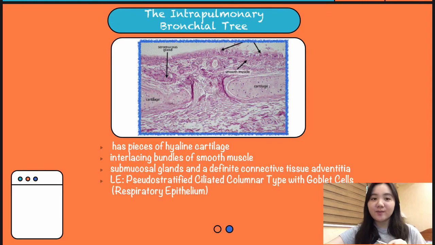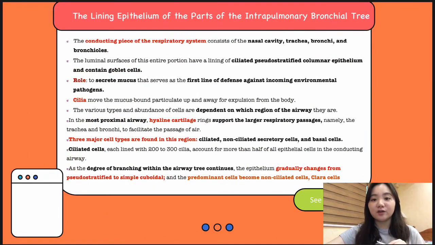Next, we will describe the changes in the lining epithelium in the parts of the intrapulmonary bronchial tree. So the conducting portion of the respiratory system consists of the nasal cavity, trachea, bronchi, and bronchioles. The luminal surfaces of this entire portion have a lining of ciliated pseudostratified columnar epithelium with goblet cells. Their role is to secrete mucus that serves as the first line of defense against incoming environmental pathogens. Cilia move the mucus-bound particulates up and away for expulsion from the body.